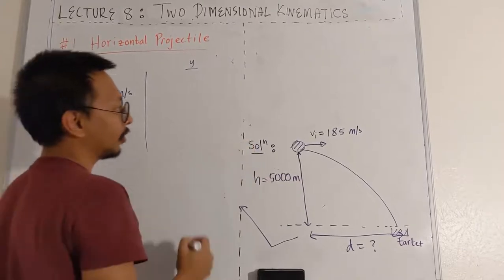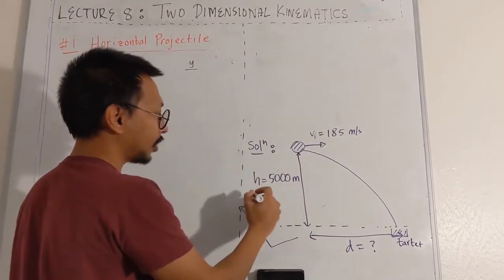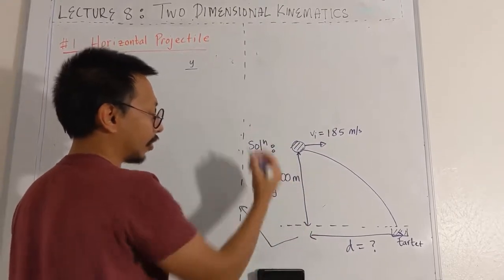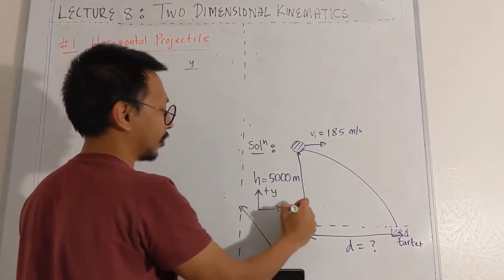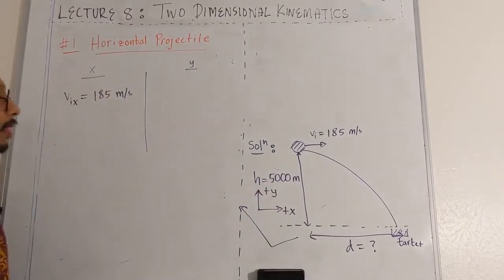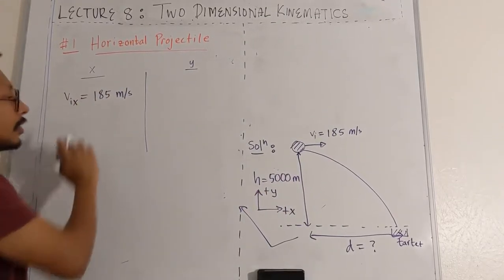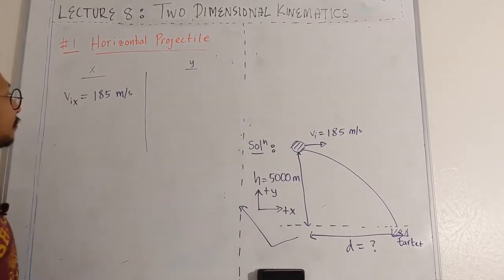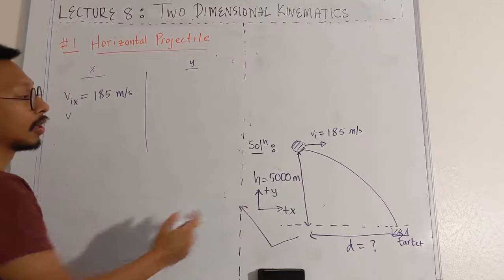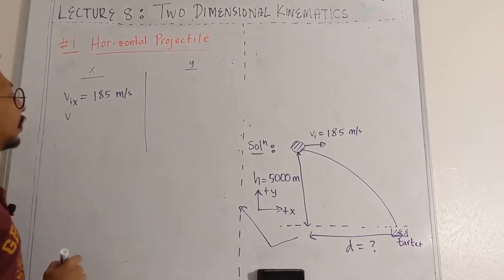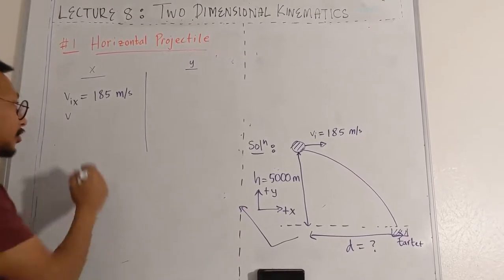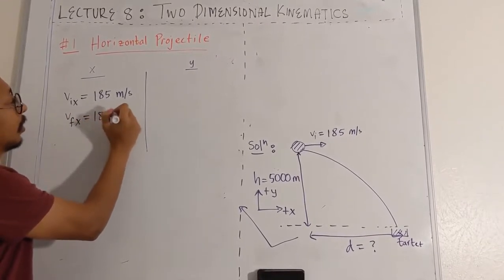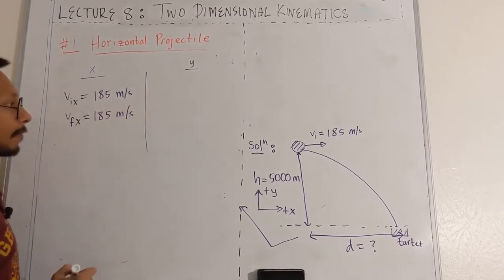Again, I have forgotten, but you shouldn't, to note down your axes. So for me, I'm choosing plus y to be anything going up and plus x to be anything going to the right. So this is a positive velocity since it is going to the right according to my coordinate system. So what else do we know in the x direction? We know that velocity in the x direction doesn't change. So the final x velocity will also be 185 meters per second.